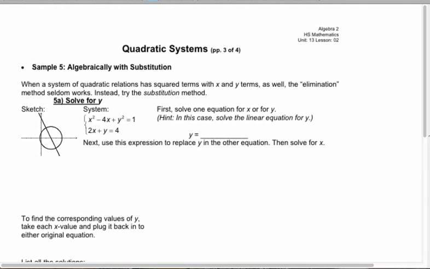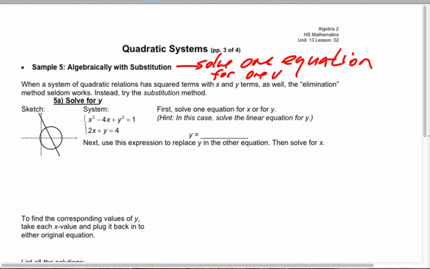Okay. So now let's take a look at the last page, and this is with substitution, which means you solve one equation for one variable and then substitute in the other equation. And this again is something we've been doing pretty much all year long.